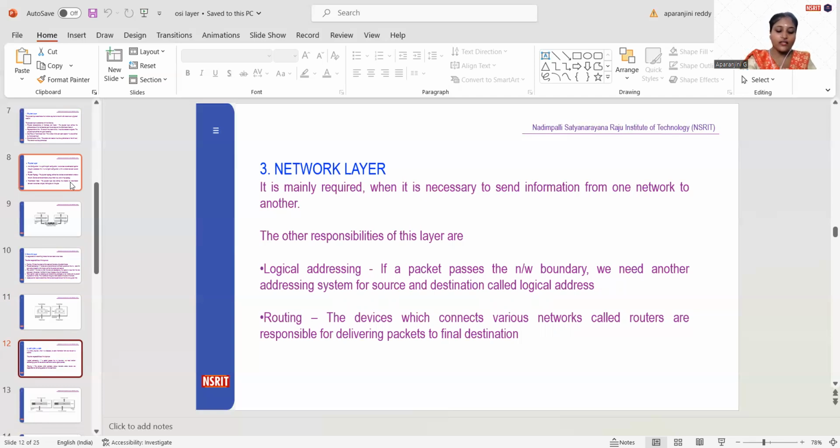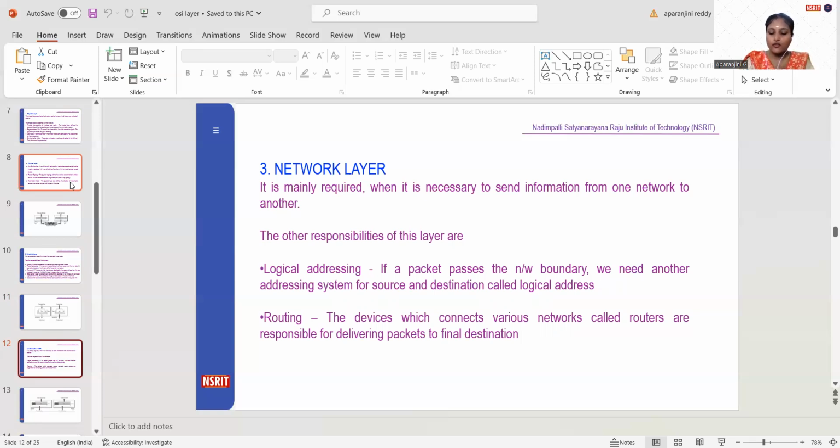So here in the network layer, it is mainly used for controlling the operations of the subnet. For routing packets from the source to the destination, it selects the shortest path for the transmission of packets when a number of routers are available. The IP header has to be placed in the network layer.